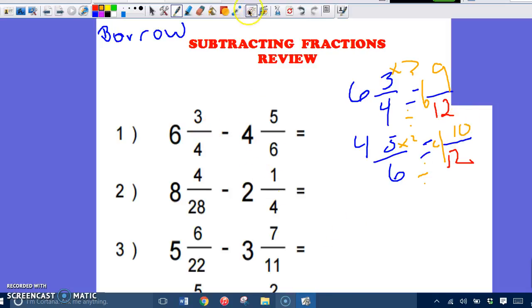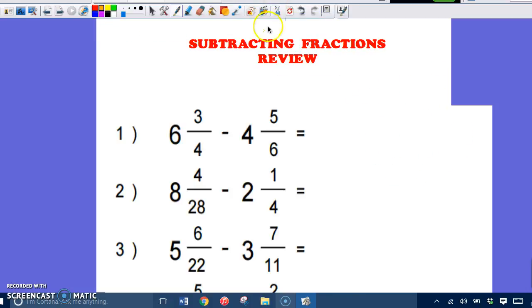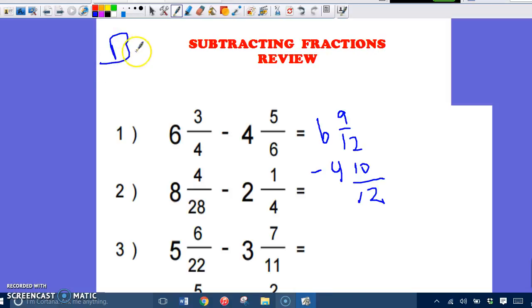So what I'm going to do is rewrite everything that we're looking at now neatly, semi-neatly, over here. So I was looking at 6 and 9 over 12 and 4 and 10 over 12. Well, it's a good thing I already raised the word borrowing that's over here, because that's exactly what we're going to have to do. So we're covered on that one. Because again, if I have $9 and I owe you 10, can I do that? No, I'm going to have to borrow.